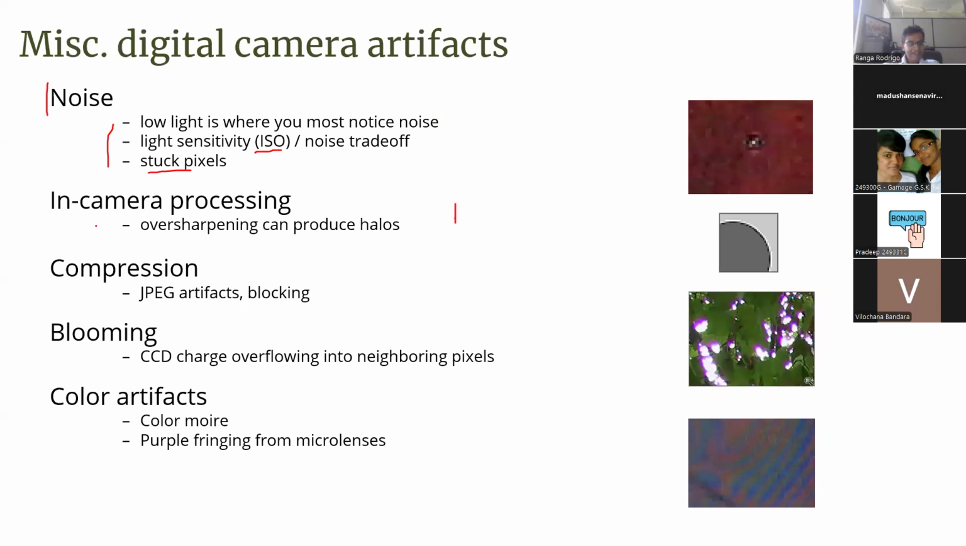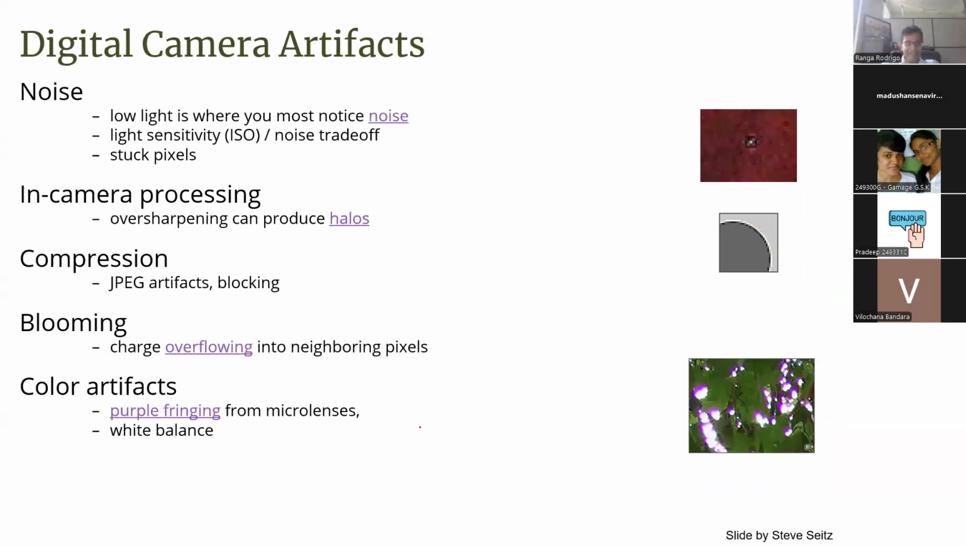In camera processing, over sharpening can produce a halo. Compression, so in compression also artifacts can come. You know that inside the camera they compress the images to JPGs. Blooming, meaning CCD charge overflowing into neighboring pixels, can happen. I'm not sure what this artifact is. Then color artifacts, like purple fringing, from micro lenses and so on. Those can happen, so you can read about this a little bit more. My knowledge is very limited. I do not know about cameras too much.